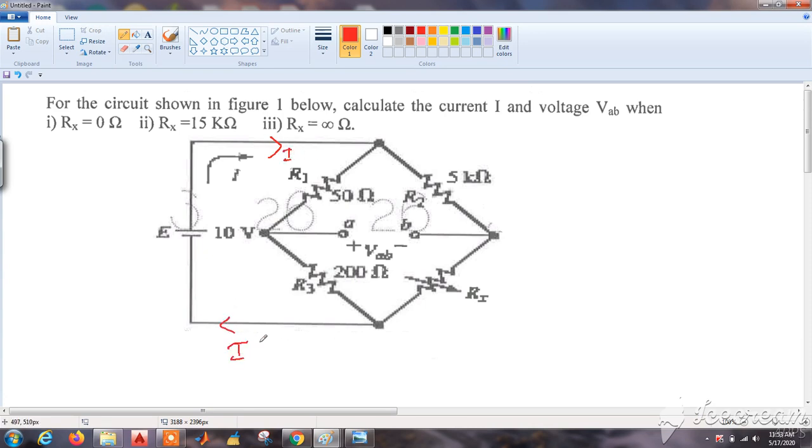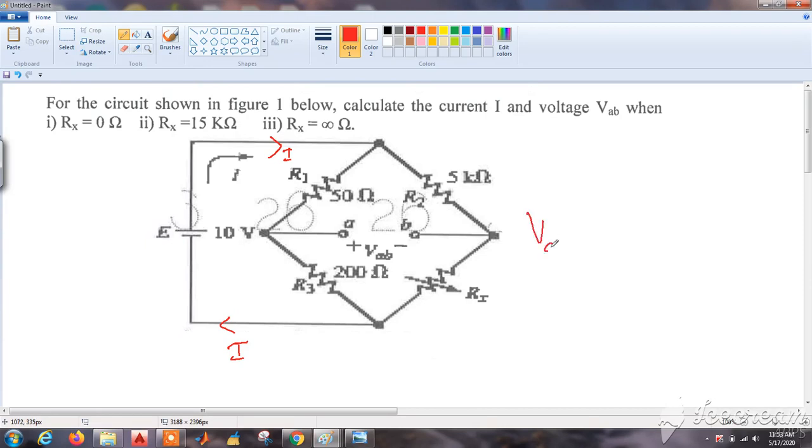I can represent I like this, and the voltage VAB that is present here. Rx is one of the resistances in the arms of a Wheatstone bridge. This structure is like a Wheatstone bridge. So three cases are given: when Rx is 0, when Rx is 15 kilo ohms, and when Rx is infinity ohms. We have to find the current and VAB.